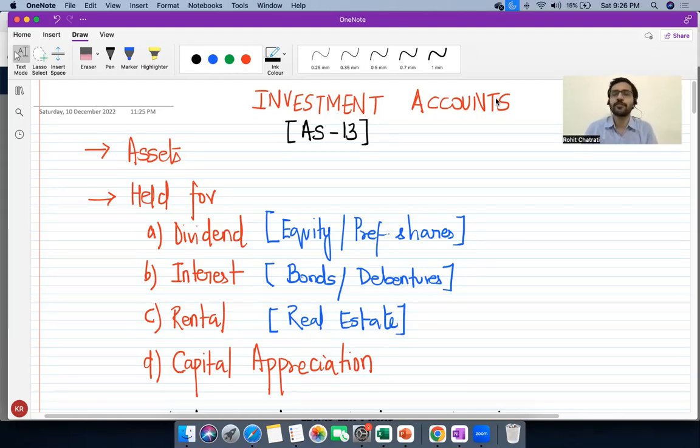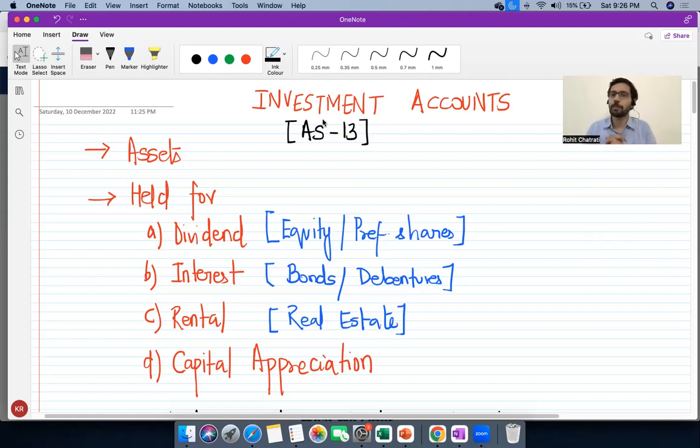Now, let's start with the definition of what is an investment. In this chapter, like the name suggests, we're going to prepare the ledger accounts for investments that we are going to make, how we account for our investments. So therefore, let's start with the question of what do we mean by an investment?